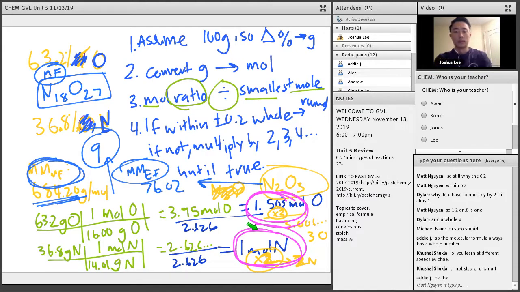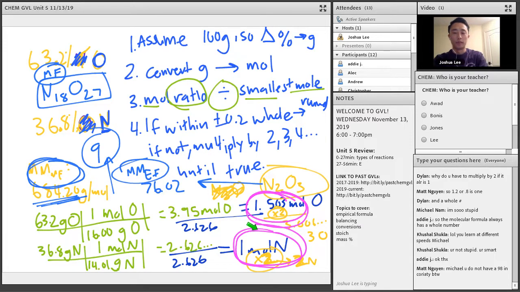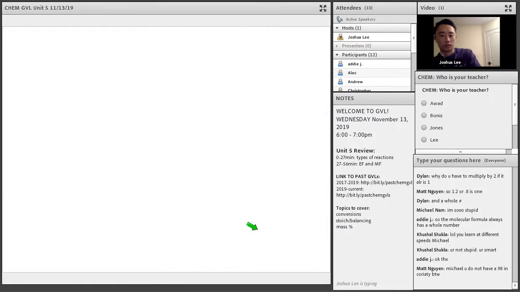All right, that's about an hour. Empirical formulas and molecular formulas. Balancing, I'm going to put balancing as a part of Stoich. Conversions, well, conversions I'll just do separately. Conversions you should know how to do.